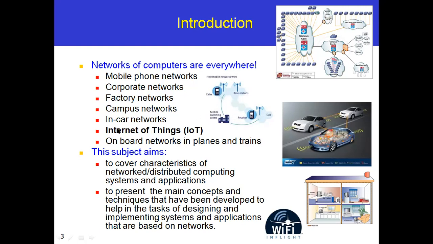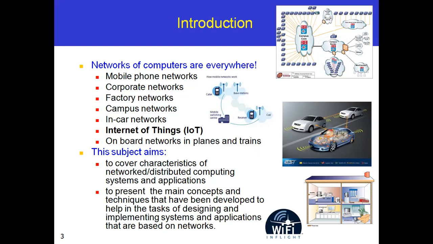The other example is in-car networks. See here, this is the diagram of in-car networks. In the diagram, we have three cars. These are three different cars, but still they communicate. This is called in-car networks. Next, onboard networks in planes and trains. In aeroplanes and trains we have some networks. These are some examples of networks of computers.